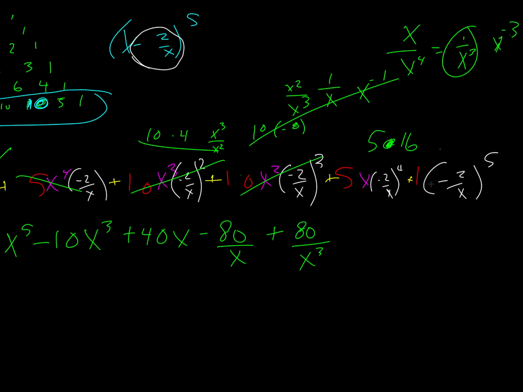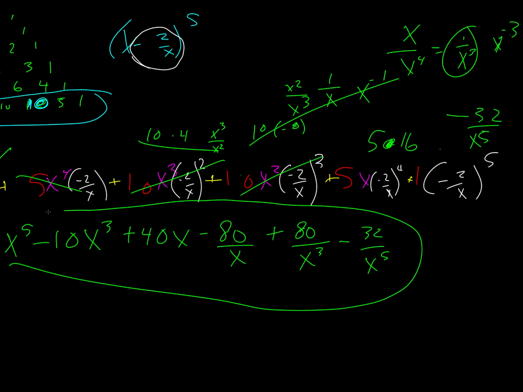And then the last thing, this 1's not going to matter, so it really just comes down to the stuff that's in white. So we get negative 32 over x to the 5th, because negative 2 to the 5th is negative 32, and x to the 5th is x to the 5th, and it's on the bottom.